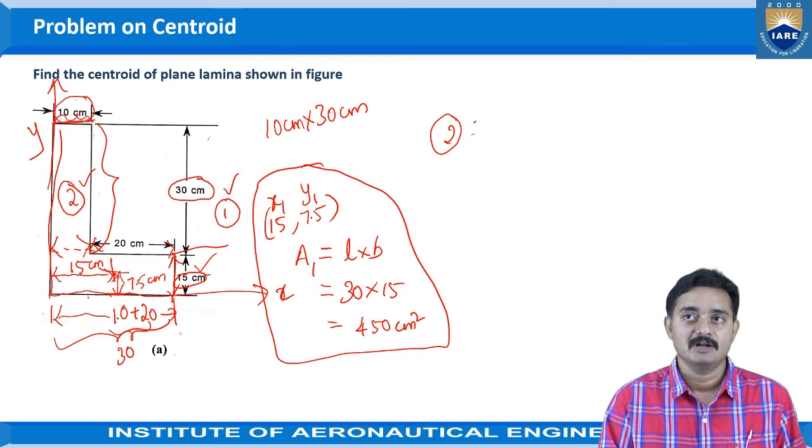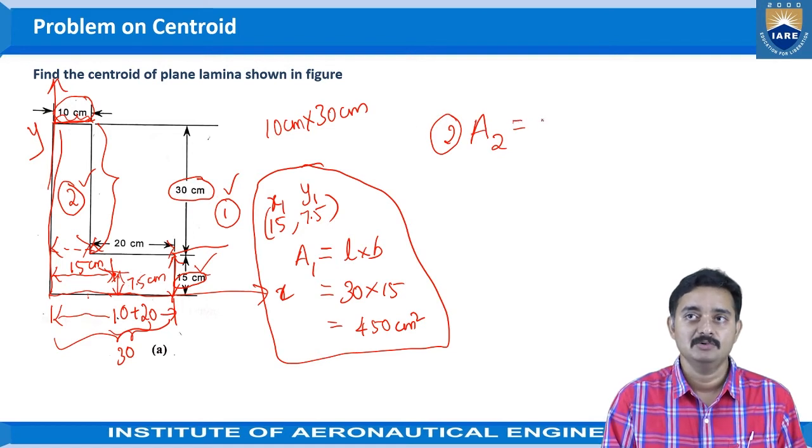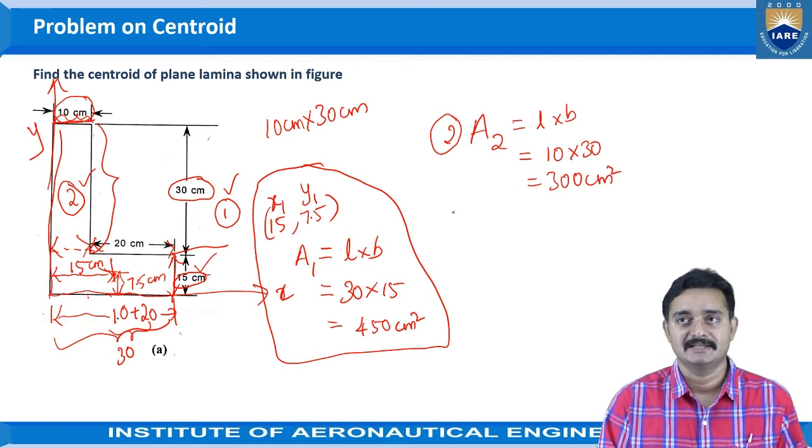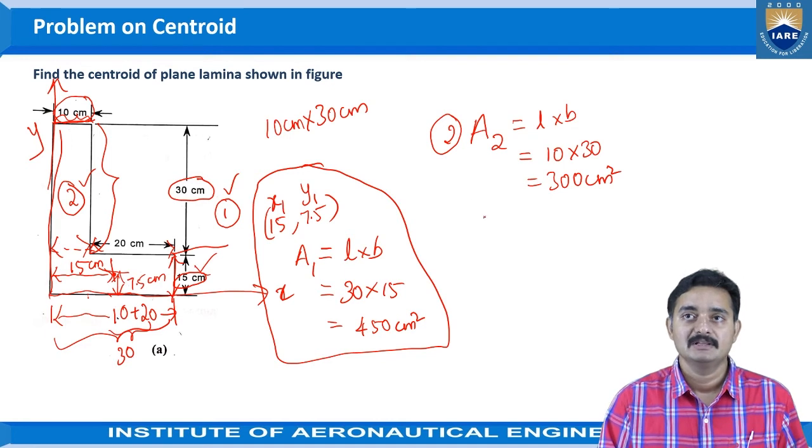Now, if I am finding the area of the second rectangle, the second division, we can obtain it as A2 is equal to, again, length into breadth. So we can write it as 10 into 30. That would be 300 centimeters square. So that is the area of that second rectangle. Coming to the position of the centroid.